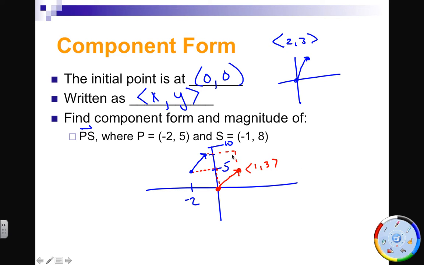Now, a much easier way to do that rather than looking at the graph is simply by doing the vector is the change in the x-coordinates, so -1 minus -2, comma 8 minus 5. So the terminal point minus the initial point will get us the component form of the vector. Oops, +1, comma 3. That's pretty simple.